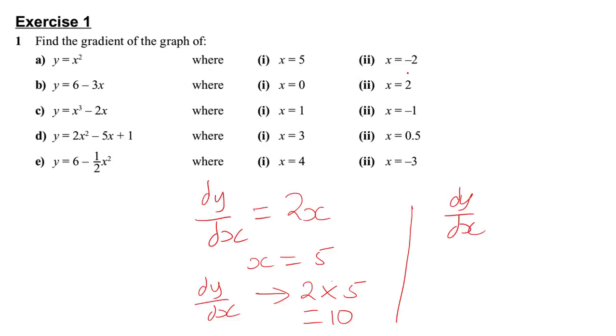Now, however, when x is different, say for example, when x is -2, then the gradient is going to be 2 times -2, because that's what the gradient function says. So that's going to be -4. It basically means that when x is negative, this curve is falling down, and when x is positive, then it's a rising curve. Now, let me just sketch that quickly for you.